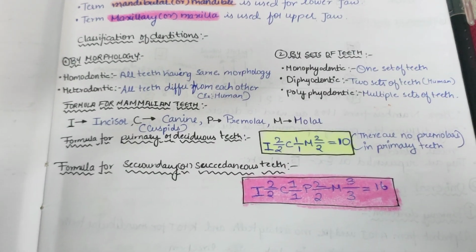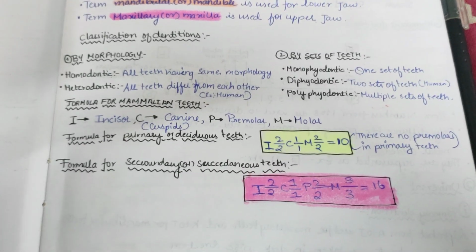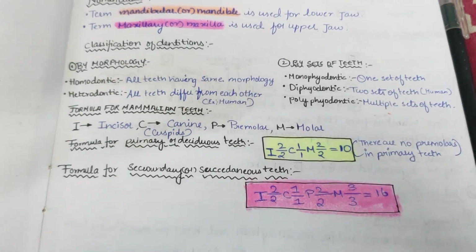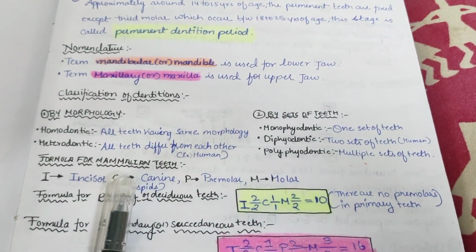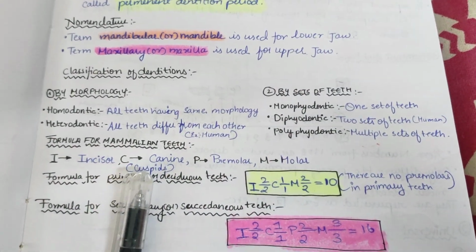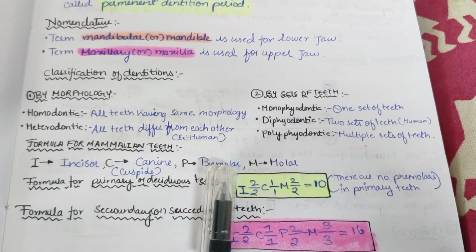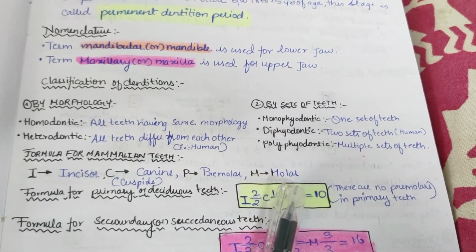Now the basic formula of mammalian teeth. Here the letter I represents incisors, the letter C represents canine, also known as cuspids, P represents premolar, and M represents molar.